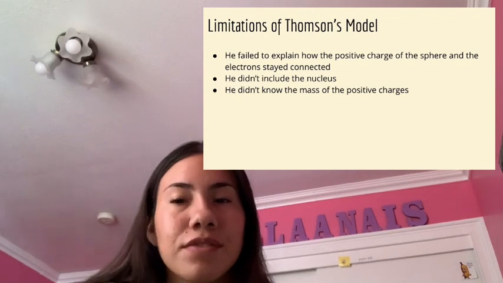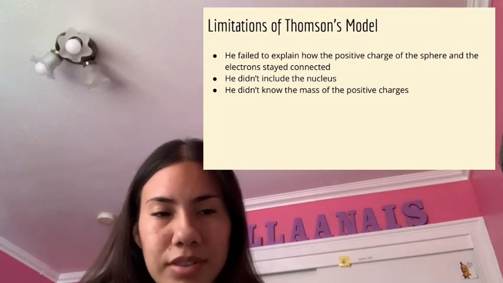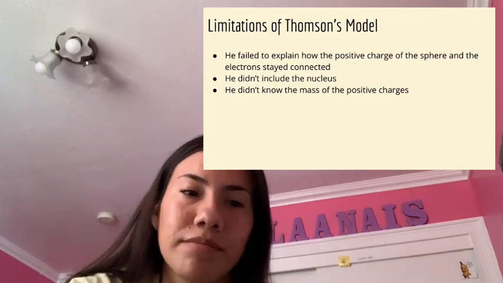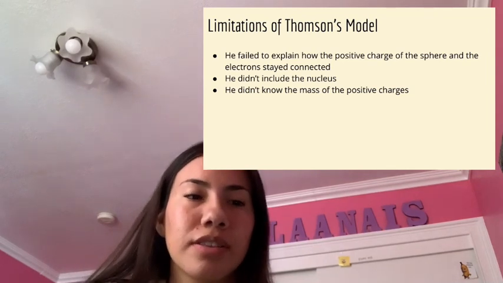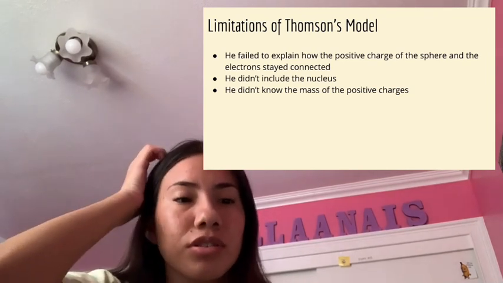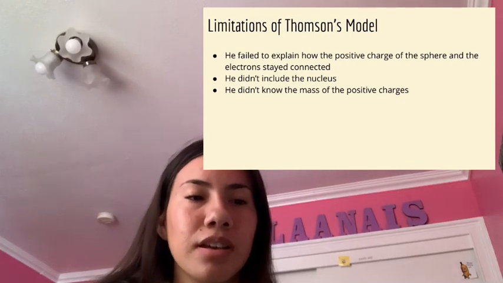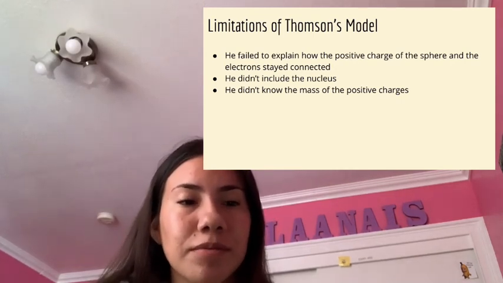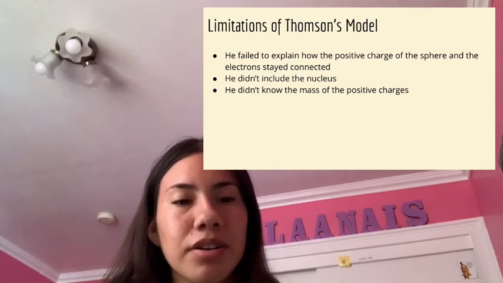Some limitations of Thomson's model is that he failed to explain how the positive charge of the sphere and the negative charge of the electron stay connected. He didn't include the nucleus, and he didn't know the mass of the positive charge.